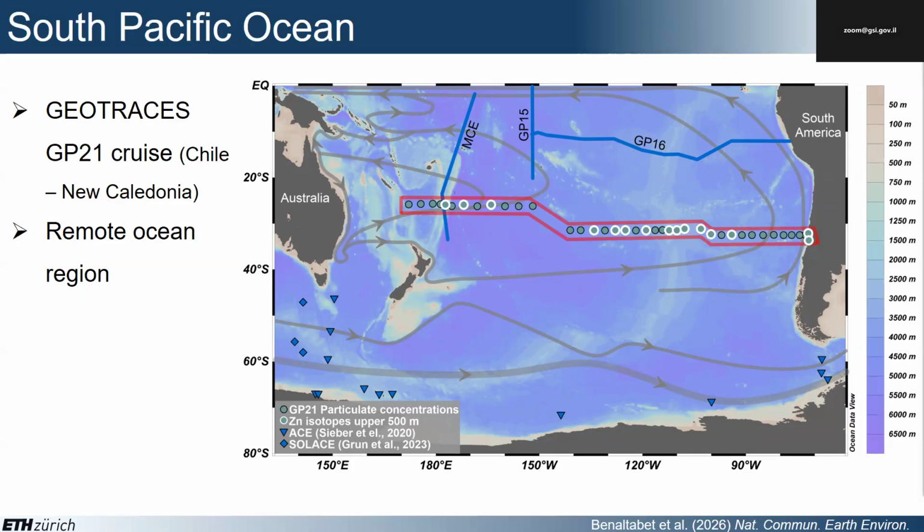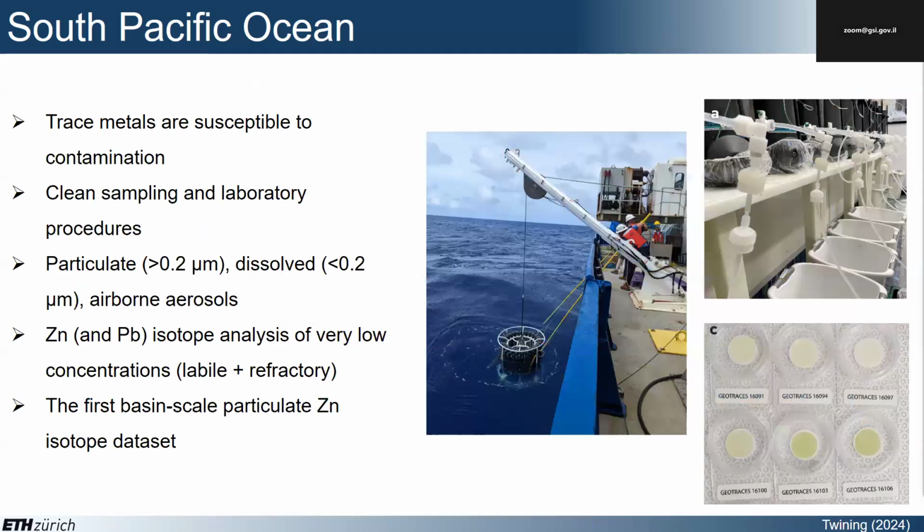Samples were collected during the GEOTRACES GP21 cruise that trekked from Chile to New Caledonia. During this cruise, particles were collected from the upper water column. In this talk, I will mainly focus on trends in the upper water column, not the transects that I showed you before, where we expect anthropogenic pollution to be. So just a quick presentation of the methods that we use.